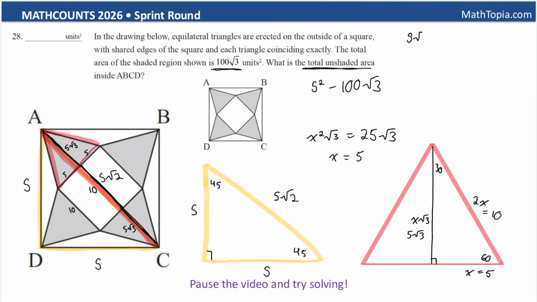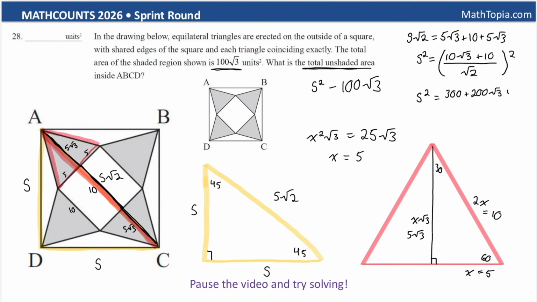So s root 2 equals 5 root 3, which is our altitude, plus 10 plus 5 root 3. So s equals (10 root 3 plus 10) divided by root 2. But remember, in our final answer, we have s squared right here. So we're just going to square both sides to find that. So s squared equals (300 plus 200 root 3 plus 100) divided by 2. I just expanded all of that.